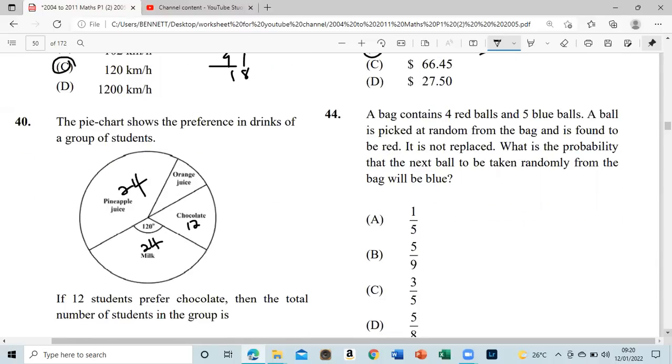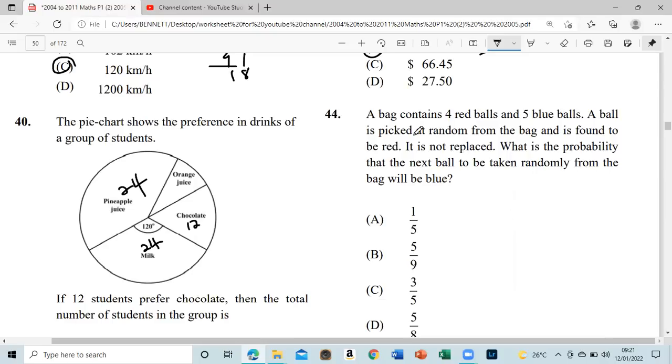A bag contains 4 red balls and 5 blue balls. A ball is picked randomly from the bag and is found to be red. It is not replaced. What is the probability that the next ball taken randomly from the bag will be blue? All right, let me see what I'm going to say.